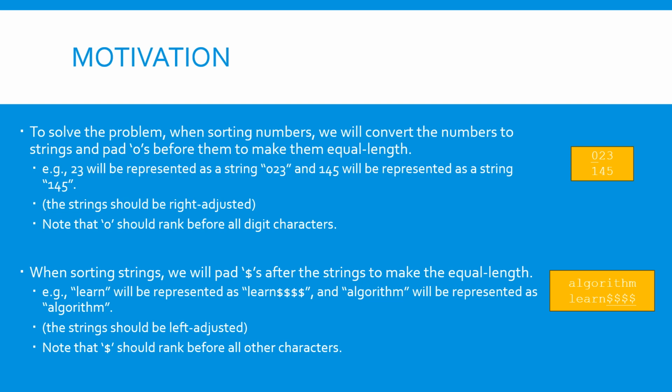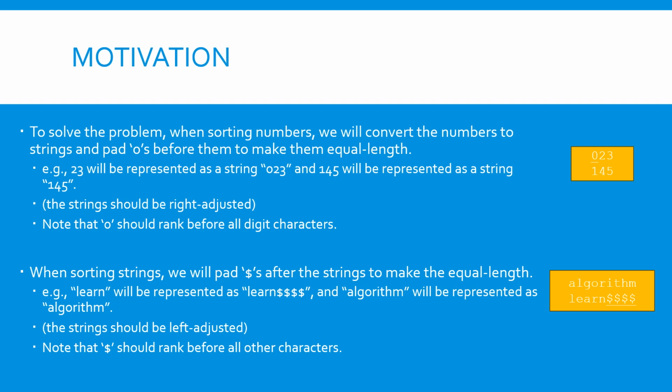Note that the difference is that number comparison is right-adjusted, where the comparison between elements with different numbers of digits should align their rightmost radix. On the other hand, string comparison is left-adjusted.